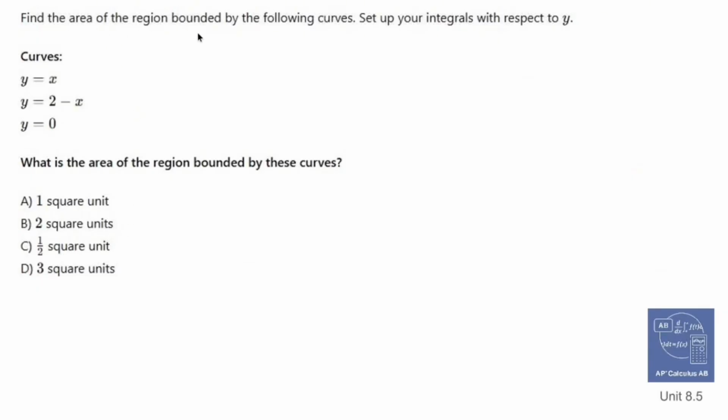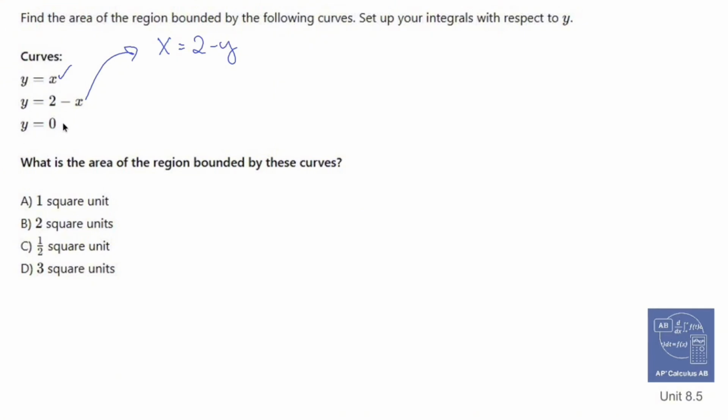Find the area of the region bounded by the following curves. Set up your integrals with respect to y, which means these have to be solved for x. Well, one is solved for x, one is not. What I'll do is two things at the same time. I'll add x and subtract y, and by doing that, it becomes x equals 2 minus y. No harm, no foul. Okay, then we also have y equals 0.